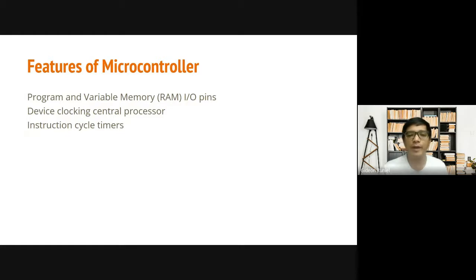For the features of microcontroller: program and variable memory, so RAM and I/O pins, device clocking and central processor, and instruction cycle timer. So these are highly technical things to consider, but these three are the main features of microcontroller.